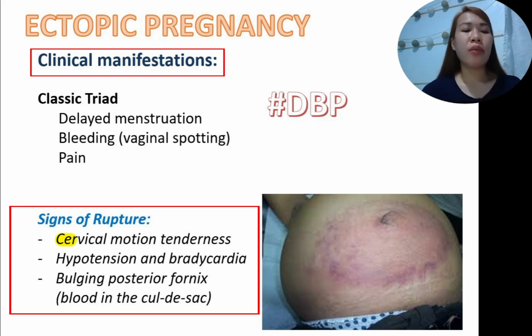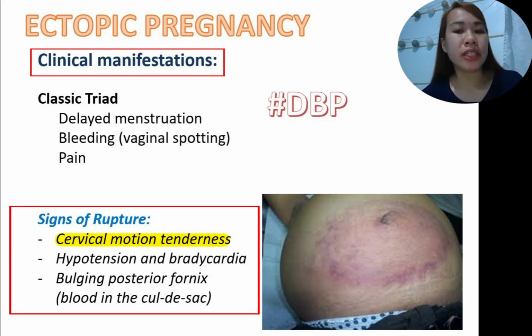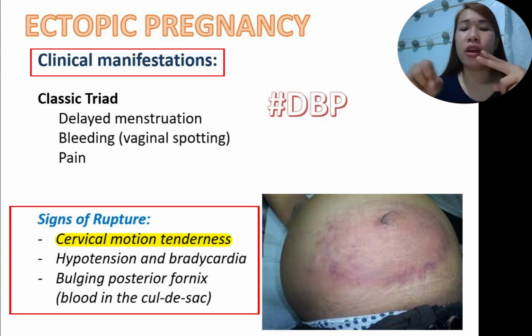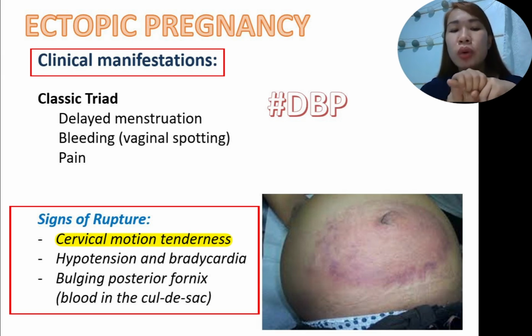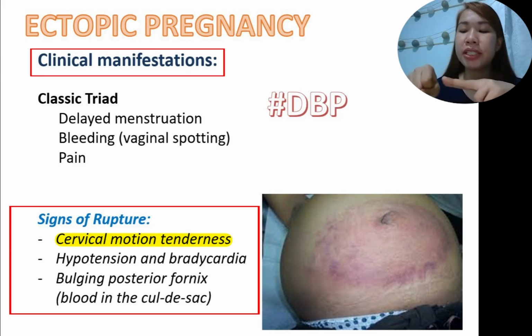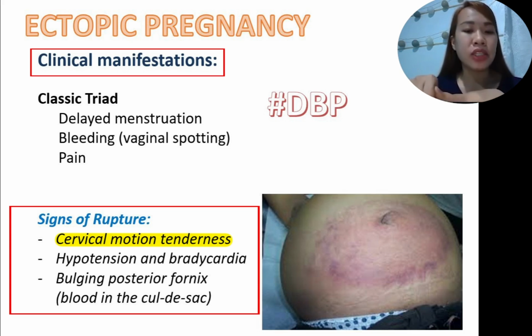First, we call that cervical motion tenderness, meaning if you perform an internal examination and you are trying to assess the cervix, for example, this is the cervix, once you touch the cervix or you move it, the mother will be in pain. So there is cervical motion tenderness. When you touch or move the cervix, it is tender or painful. That is a possible sign of ruptured ectopic pregnancy.